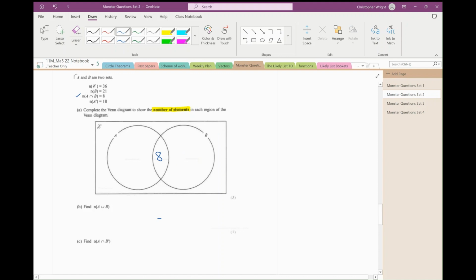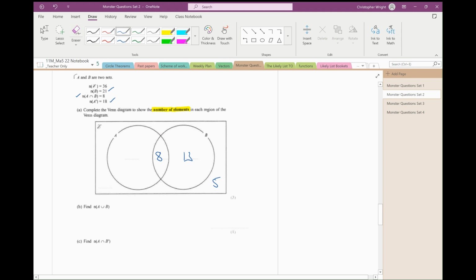Aha, look, the number in B is 21. 8 of them are there, so 13 must be there. Right. Can I use the number not in A is 18 now? Let's have a look. So not in A, it's going to be these 13 and any here. These 13, so there must be 5, which do not lie in A or in B. Right, so I've used that piece of information.